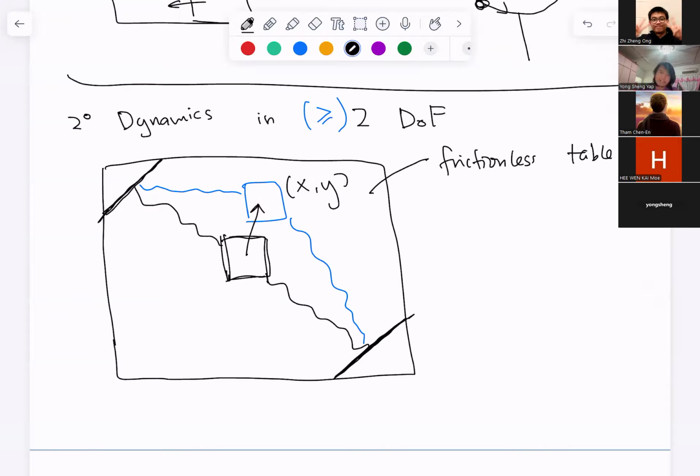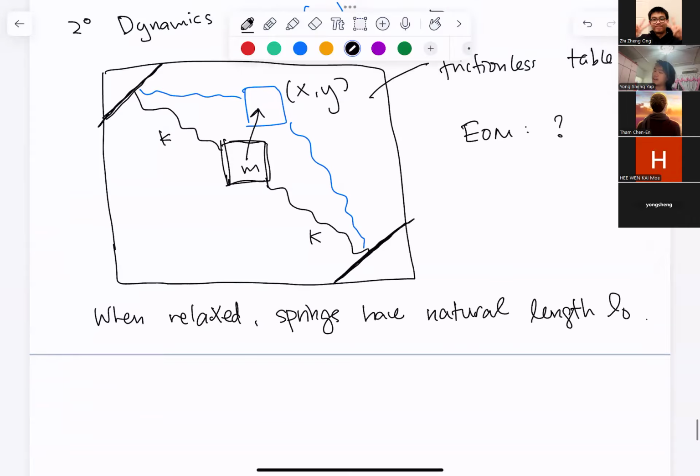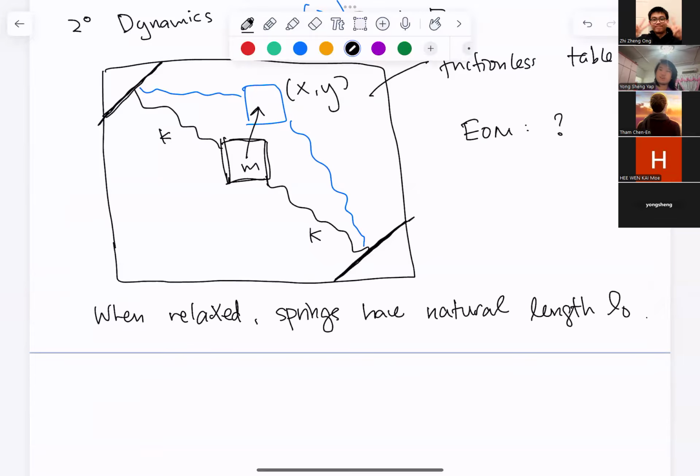Okay, the first thing that you do to analyze a dynamical system is write down the equations of motion. So let's say that this block has mass m, the springs have spring constant k, and when relaxed, the springs have natural length L naught.